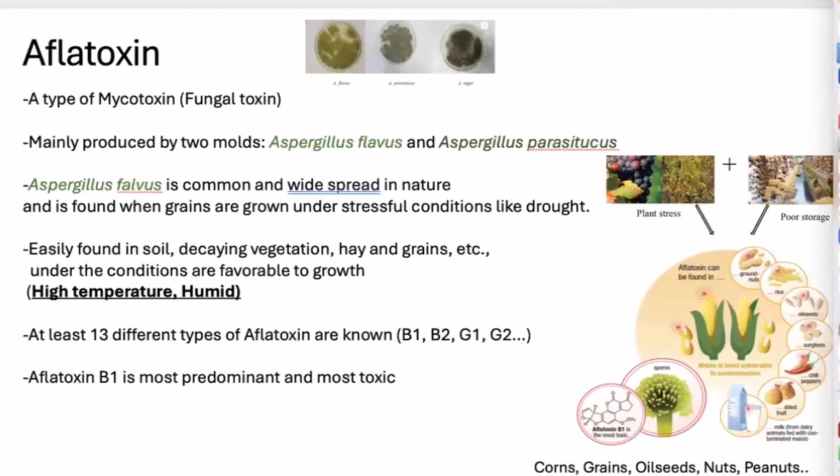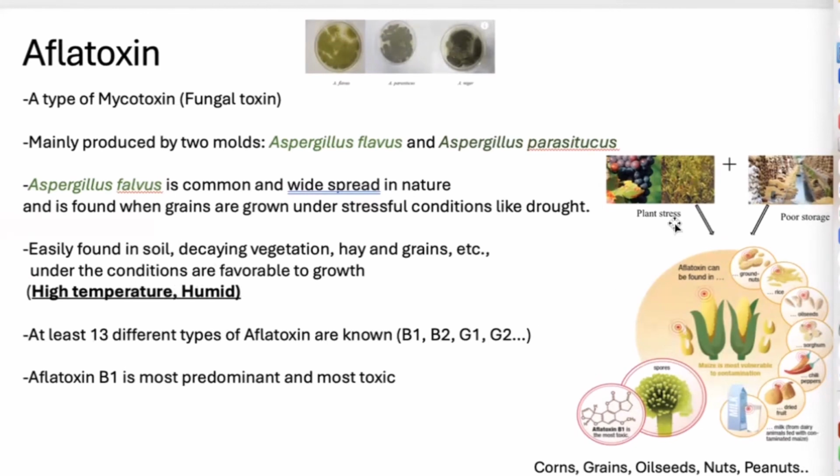So aflatoxin is a type of mycotoxin, a fungal toxin, and it's mainly produced by two molds, but you don't have to know the molds' names. The first mold is common and widely spread in nature, and is found when grains are grown under stressful conditions like drought. It's easily found in soil, decaying vegetation, hay and grains, such as corn, oilseeds, nuts, and peanuts, and even some in milk, when conditions are favorable to growth. The conditions favorable to growth are a high temperature and humid environment.